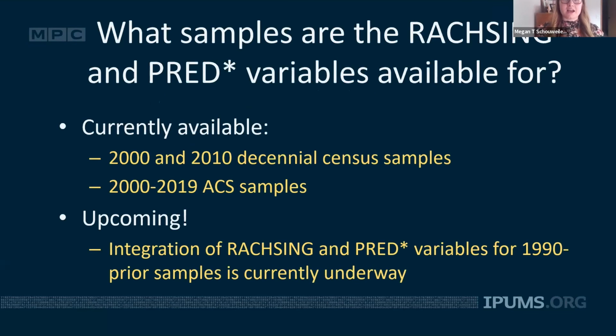The final thing we wanted to share with you before we conclude today is what samples RACHSING and the predicted value variables are available for. Right now, they are available for the 2000 and 2010 decennial census samples and the 2000 through 2019 ACS samples. The IPUMS USA team is currently working on integrating these variables backwards in time for the 1990 and prior samples so that these variables are available with a consistent coding scheme across the USA data collection. This work is ongoing, and we hope to make this available on the website soon.